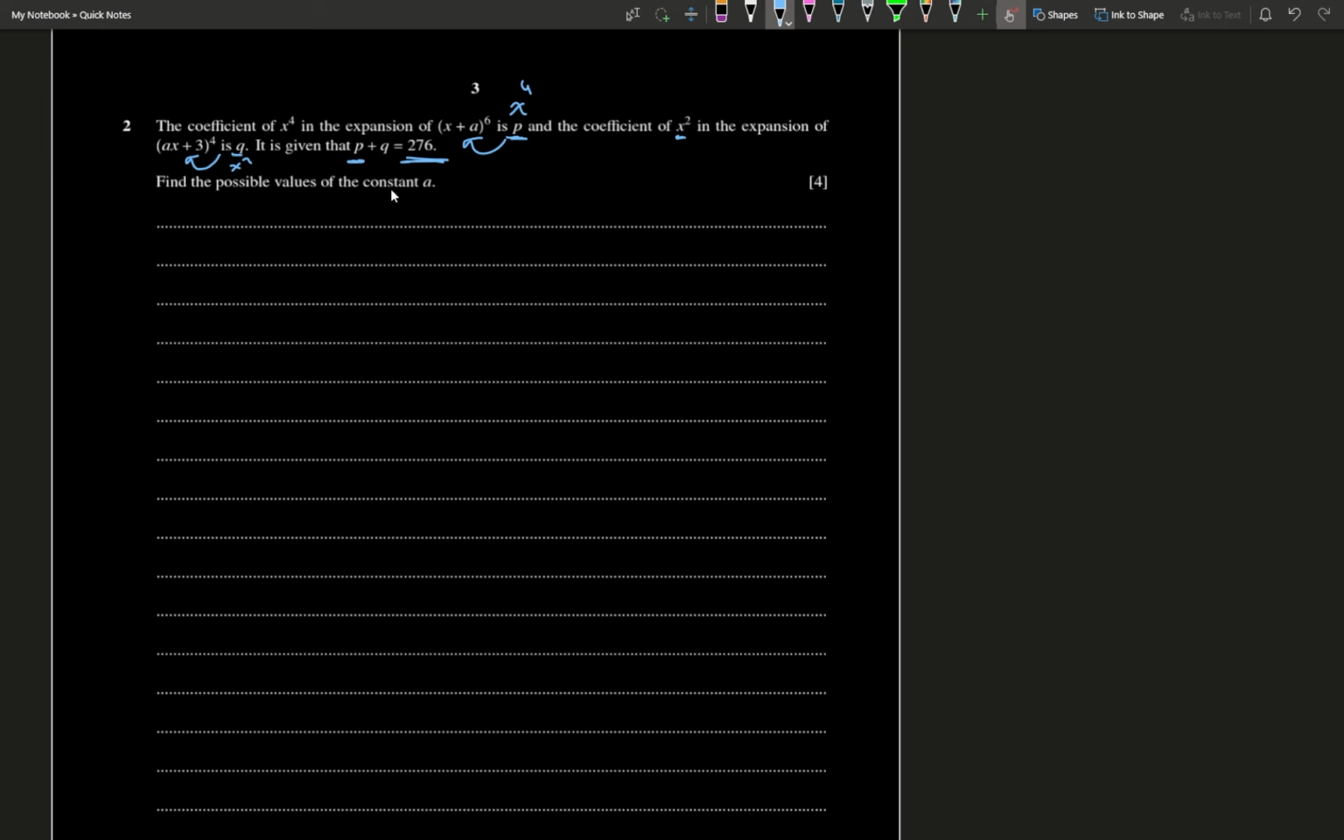Find the possible values of the constant a. Good. The first thing we do is find the coefficient of x raised to the power of 4 in this expansion right here. We write (x + a) raised to the power of 6.